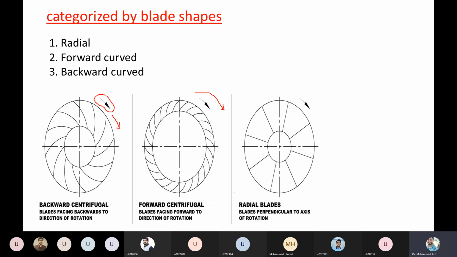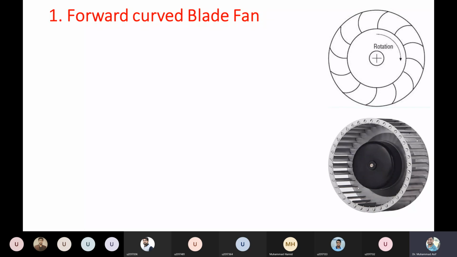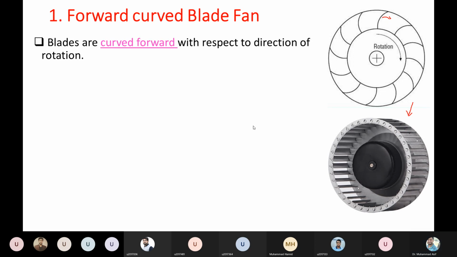Each one of these centrifugal fans has its own application, its own limitation, right? For example, the first one is the forward curve blade fan. This is one of the categories of the centrifugal fan. As you can see in the figure, the rotation and the direction of the curve are both in the forward direction, so they are called forward curve blades. And this is the physical 3D diagram of the forward curve blade fan.